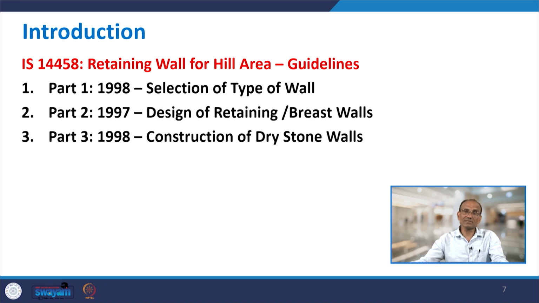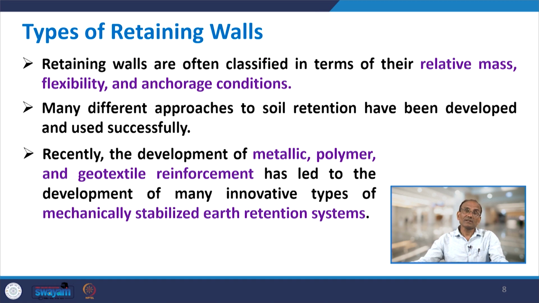So, let us say selection of type of walls. When we talk about type of retaining walls, let us talk first in general, then we will talk about what is given in the code. Retaining walls are often classified in terms of their relative mass, flexibility and anchorage conditions.